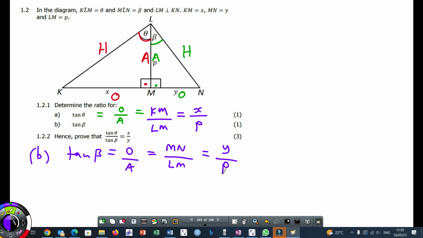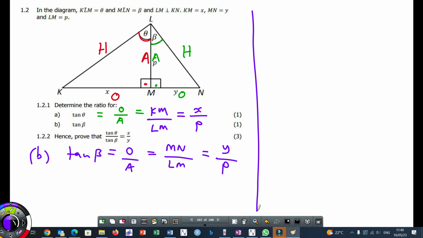Okay? Are you following that? Then the next question now. Usually, these questions will have a connection because obviously 1.22 is related to this diagram. But it requires now to apply your knowledge of the question, your understanding of the question, and your knowledge probably of equations, algebraic expressions. So it says, hence prove that tan theta over tan beta is equal to x over y.